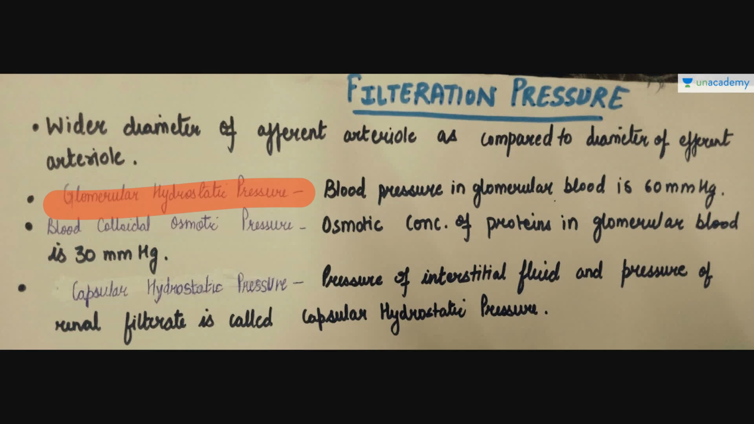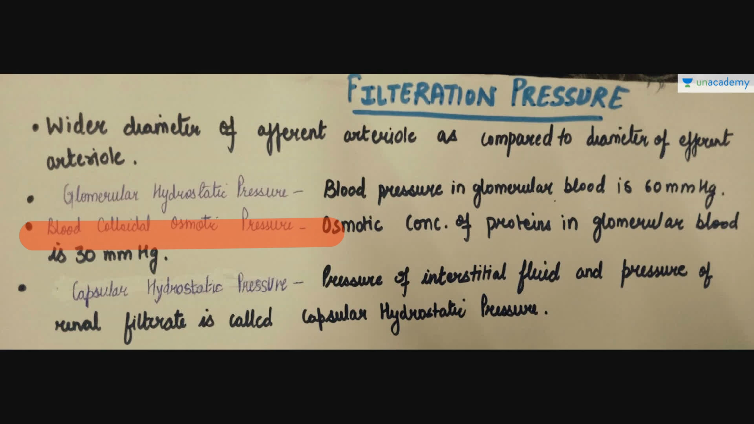Then we have the glomerular hydrostatic pressure. Inside the glomerulus is the blood flowing, and blood will have some hydrostatic pressure, as every fluid has. So the blood pressure in the glomerular blood is called the glomerular hydrostatic pressure, which is 60 mmHg.